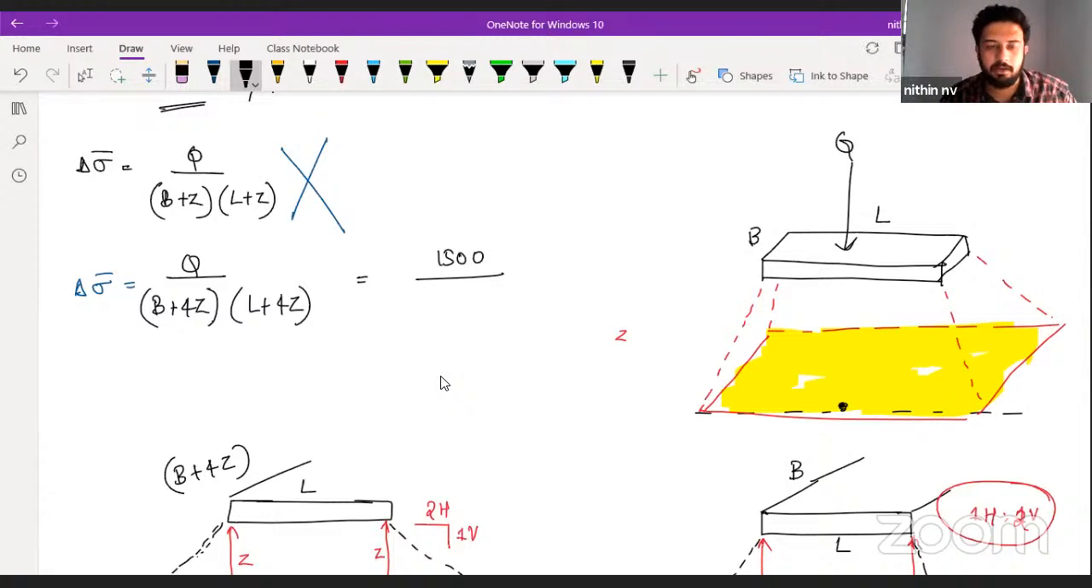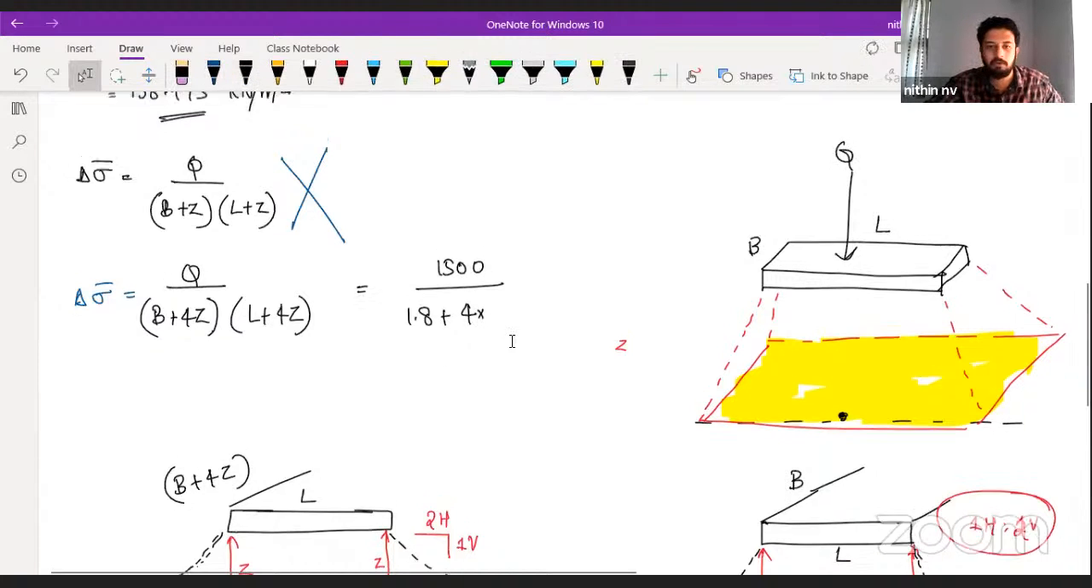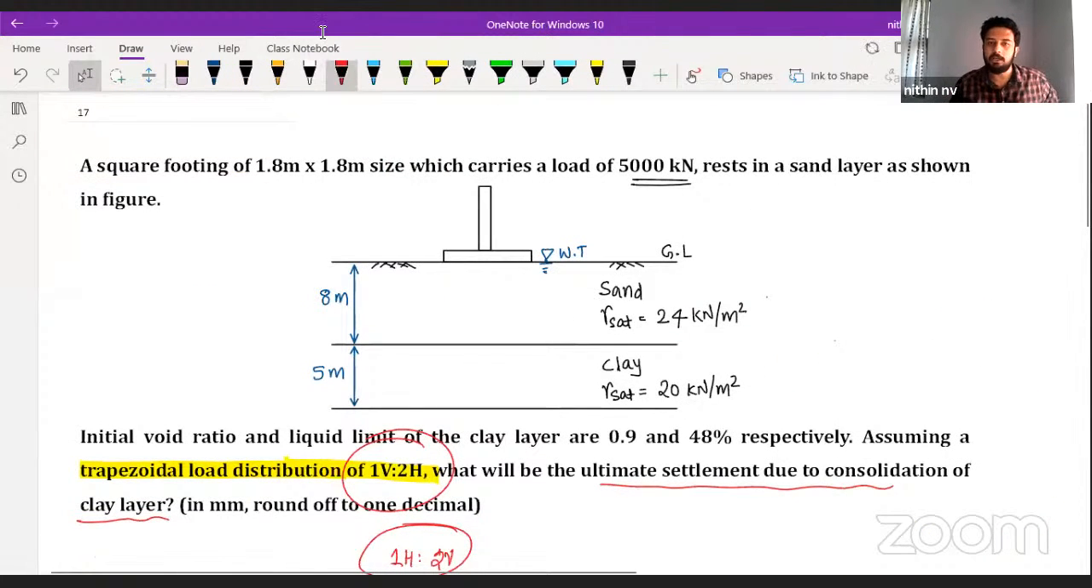Now see guys, it's a square, no? 1.8 into 1.8. So both B and L are the same, 1.8 only. So we can directly take 4 into, what is that Z value? Everyone please tell me. I already told you, when they are asking for a layer, we have to take that middle value, the mid portion. So how much will be the Z value? Yes, 8 plus 2.5. So for calculating the effective stress as well as for taking the Z value, 8 plus 2.5. So totally Z will be 10.5.